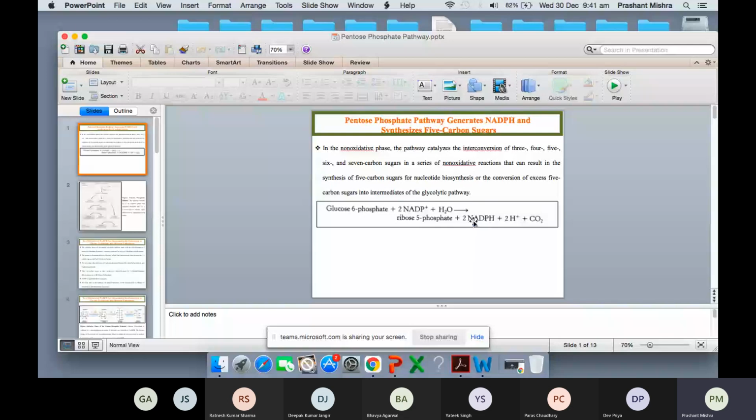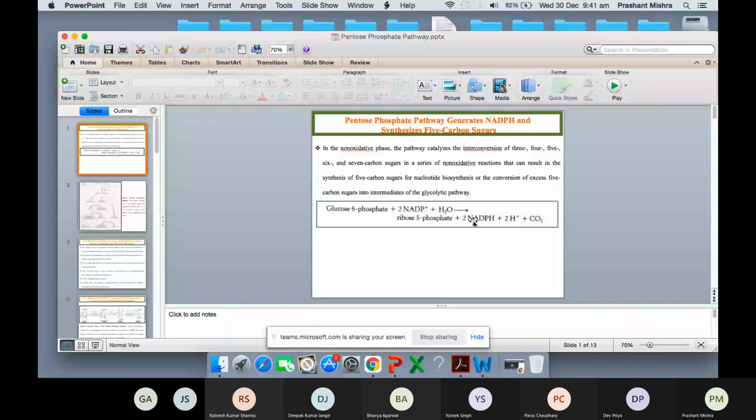The good thing is that here you started with glucose 6-phosphate, which is an aldose, and here also you are getting an aldose. But then they can be isomerized, interconverted into other forms. So this is the reaction. Okay, sorry, I moved on. So this reaction shows you the oxidation reduction reaction, where glucose 6-phosphate is converted into ribulose 5-phosphate.